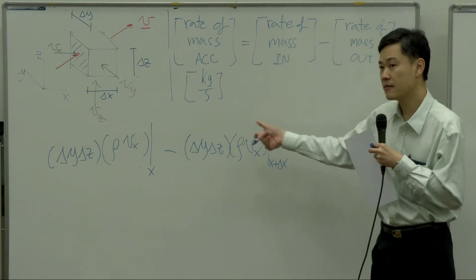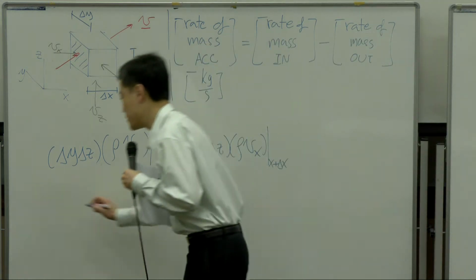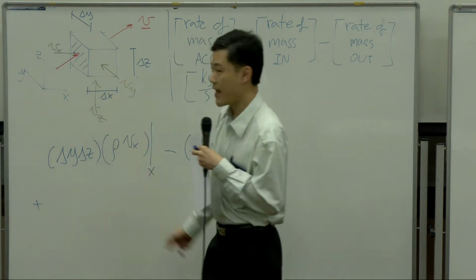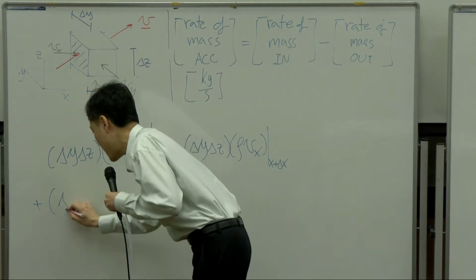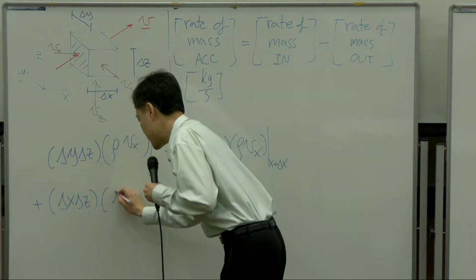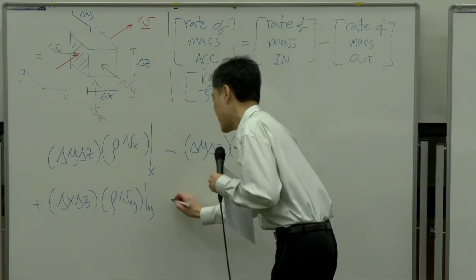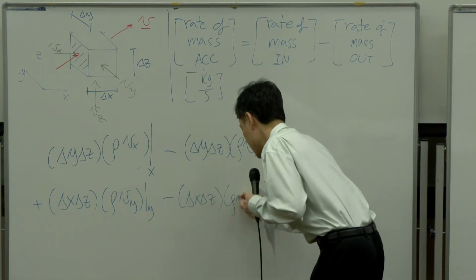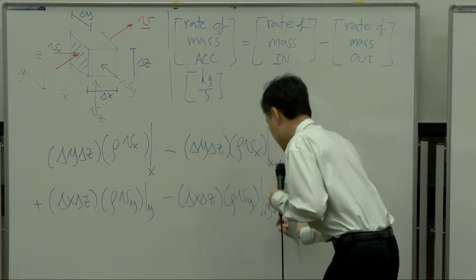This will be in minus out in X direction. Same thing for Y direction. Flux in Y direction going this way, so the area perpendicular to the flux is supposed to be front area here with the area delta X, delta Z. Okay? The flux itself is rho Vy entering at Y. Going out, same surface, but different location. This is Y plus delta Y.